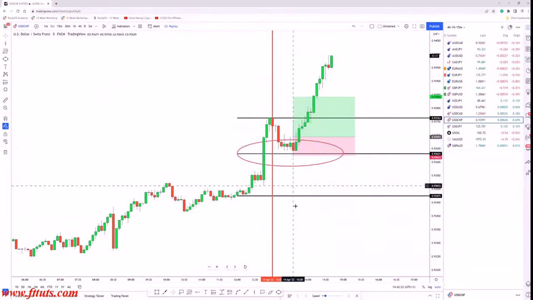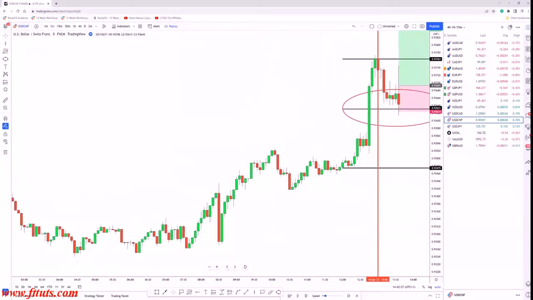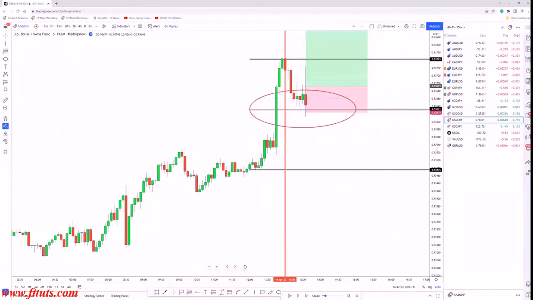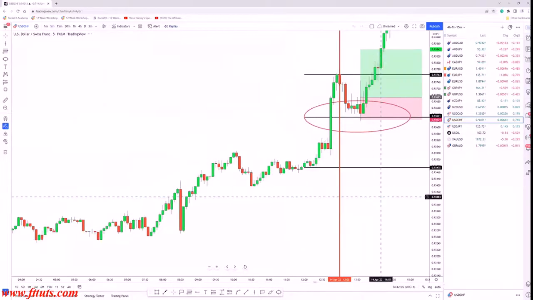Actually, do you know what? We don't even know if we were stopped out of that. Let's see this, because it might have gone red first before it went bearish. No, it didn't. It went bullish first. Anyway, whatever. Nice area in the market.